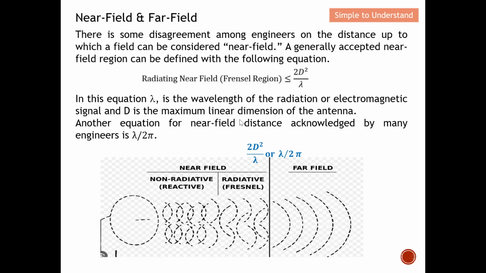Another equation for near field distance acknowledged by many engineers is lambda over 2 pi. So in short, you can determine it either by this or by this. It doesn't matter. D is basically the larger dimension of the antenna. So 2D squared over lambda, or you can use lambda over 2 pi. This determines the line here. Anything lesser, you can call near field. Anything bigger, you call far field. This is a very simple definition of how you can classify near field or far field based on either one of these equations. Then from there, you decide whether it is near field or far field.